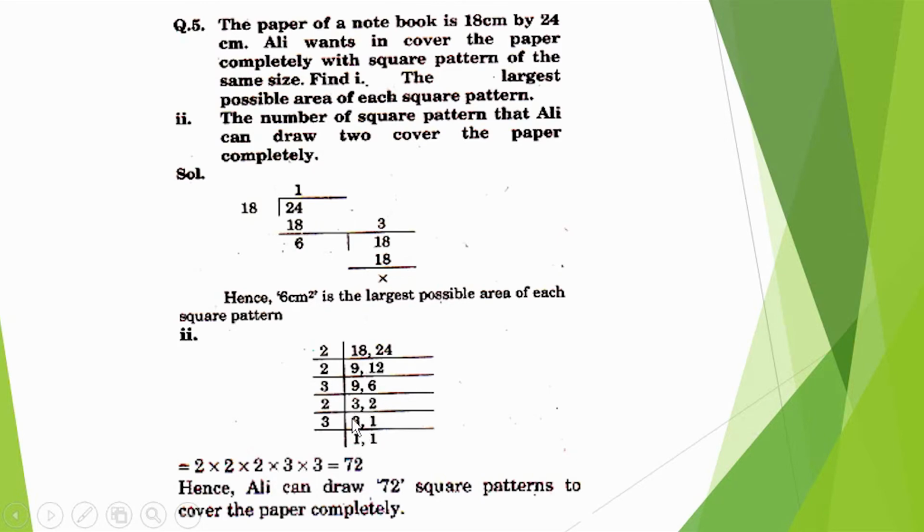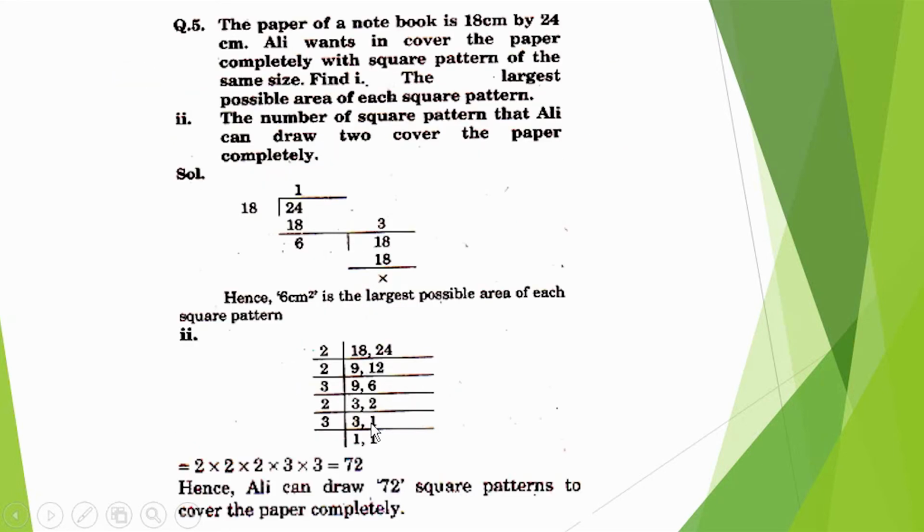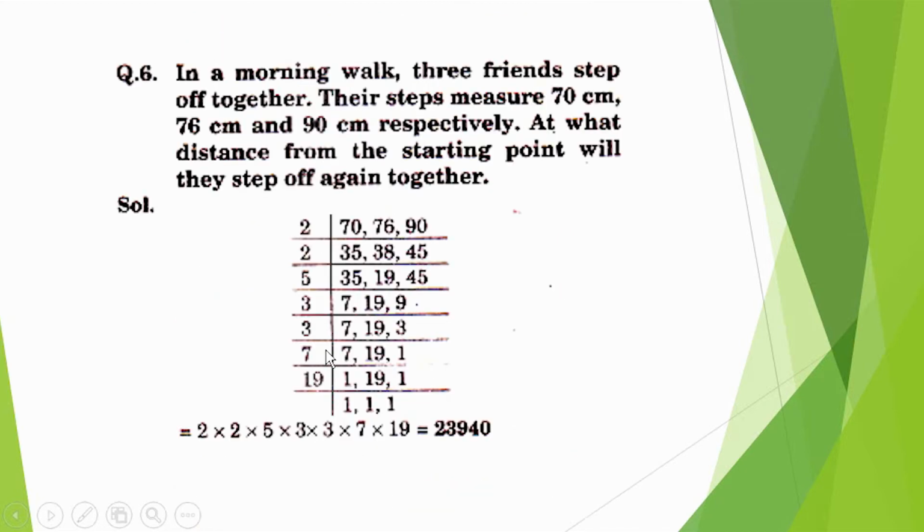Now take the LCM of 18 and 24. 2 9s are 18, 2 1s are 2, 2 4s are 10. 9 comes as it is, 2 6s are 12. 3 3s are 9, 3 2s are 6. 2 1s are 2, 3 comes as it is, 3 1s are 3. Now we multiply these five values. The answer comes 72.